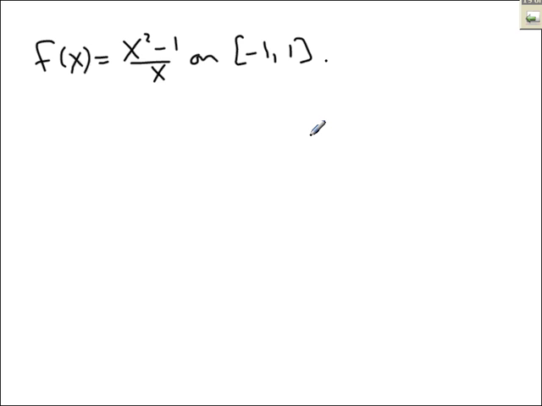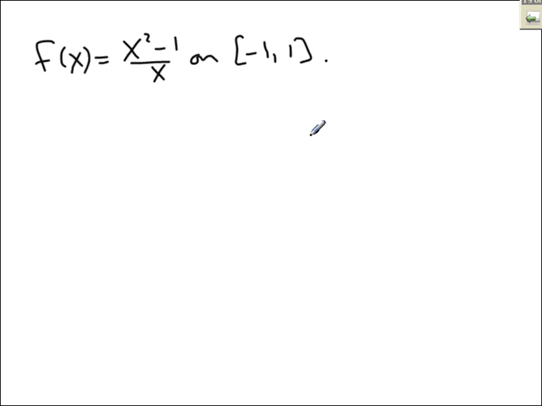Okay, let's try another one. And you have to state, yes, f of x is continuous, possibly because it's a polynomial. Yes, it's differentiable. How about this problem right here? f of x is equal to x squared minus 1 over x on the closed interval negative 1, 1.